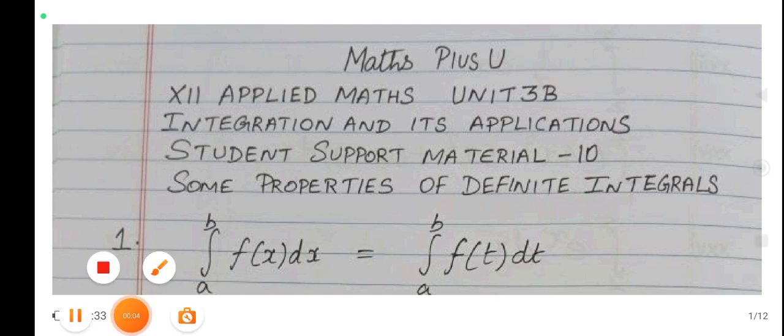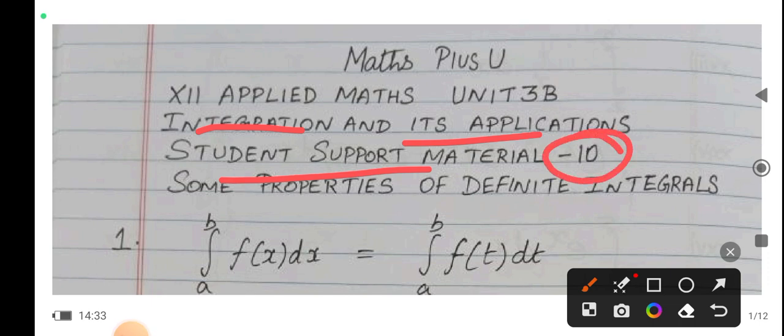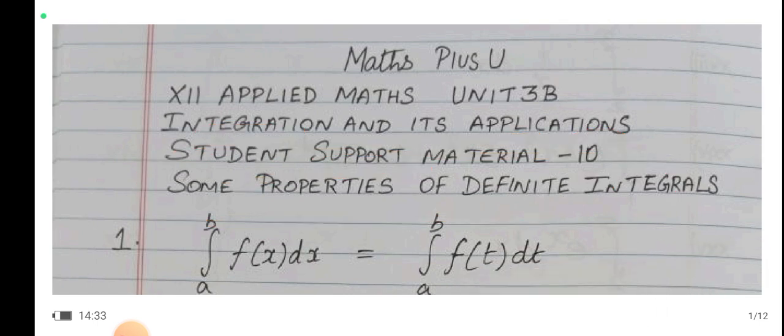Now we are doing 12th Applied Maths Unit 3B, children: integration and its application. Student support material sums we are doing, this is part 10. What are we going to discuss here now? Some properties of definite integrals. We have the properties, so that property we will just see.